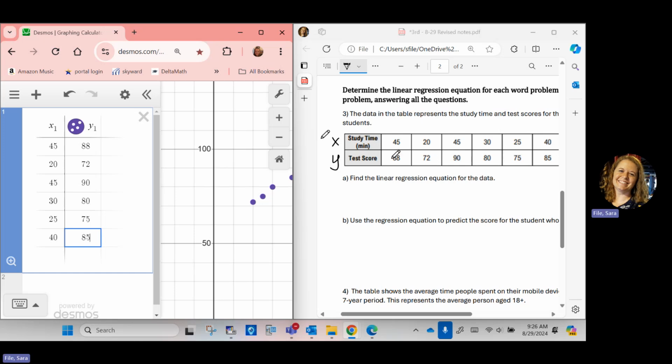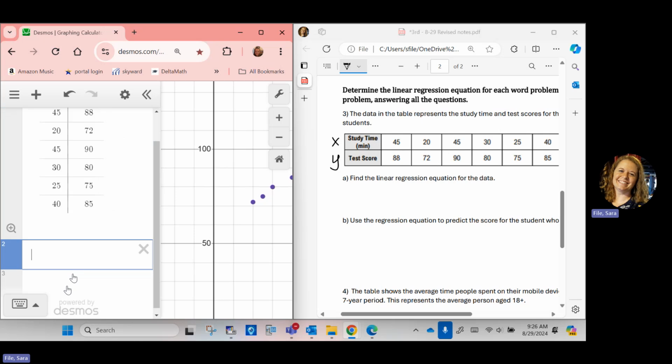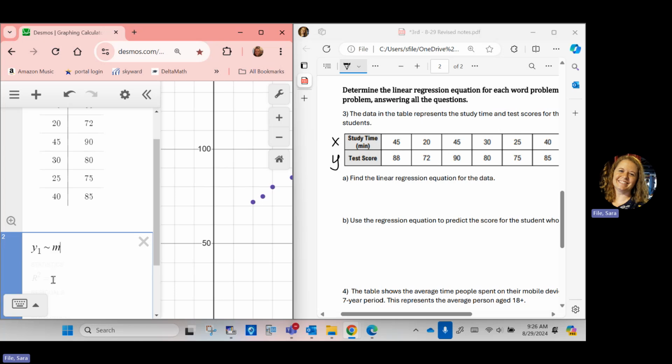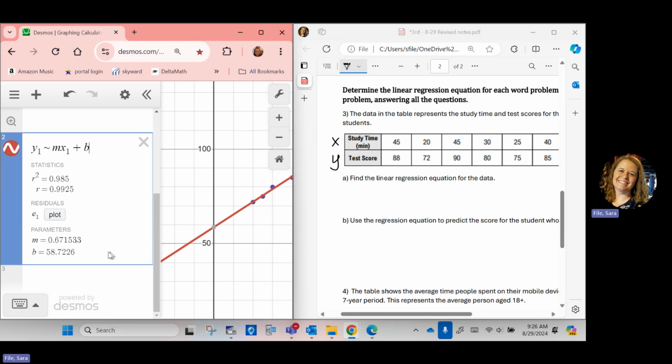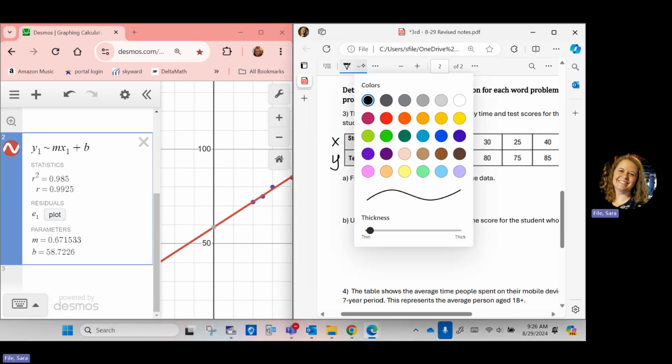Okay, looks good. Now we're going to type in our linear regression. y1 tilde mx1 plus b. We're going to get this information. Hey, look at that, not x squared, excuse me, look at that r squared. What does that tell us?